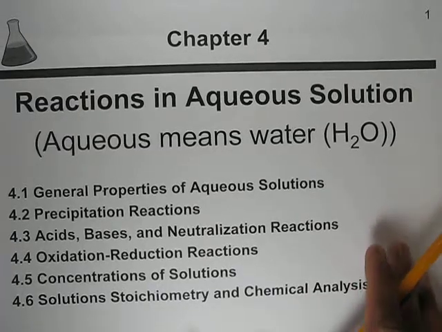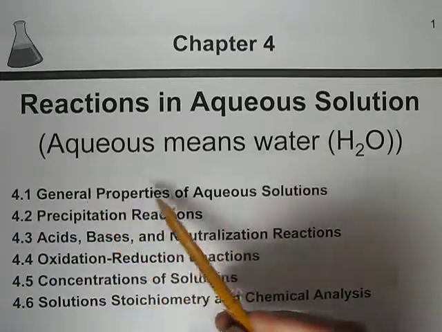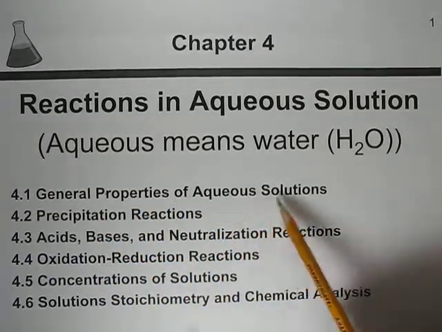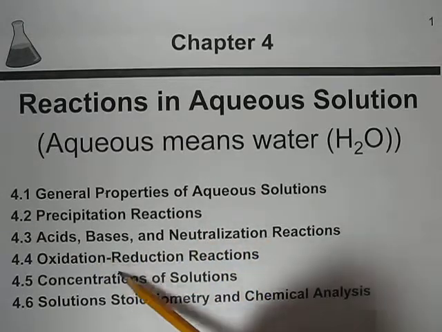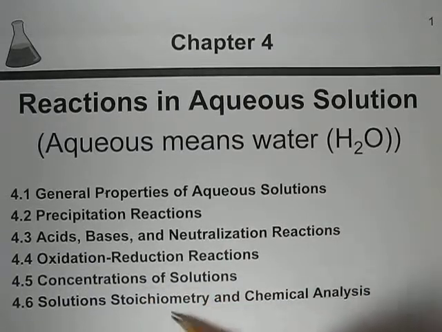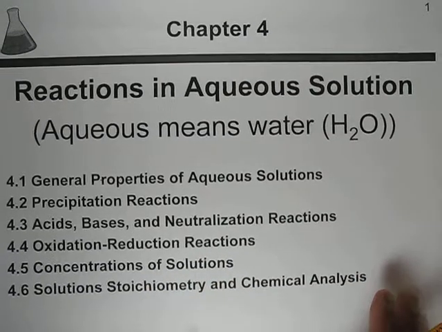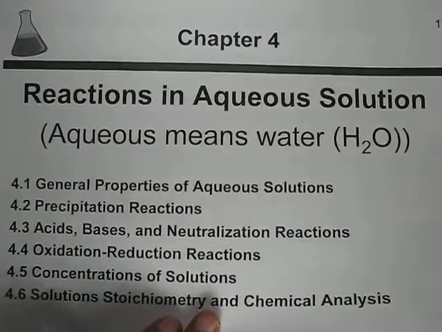In this chapter, the main headings will be general procedure, properties of aqueous solution, precipitation reaction, acid-base neutralization reaction, oxidation-reduction reaction, concentration of solution, and solution stoichiometry and chemical analysis. So these topics we will cover in this chapter. So let's start. Number 1 is the solution.